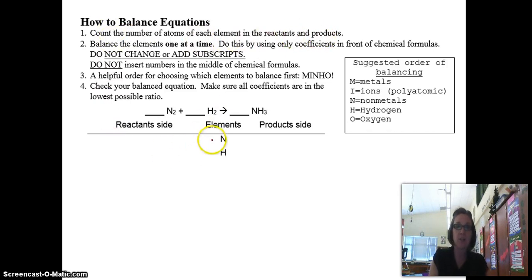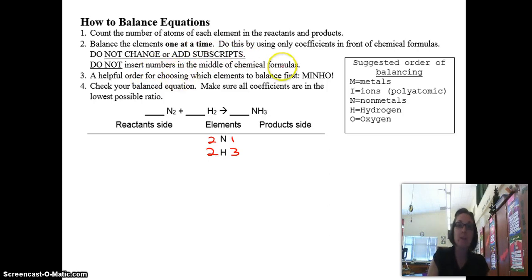Here's the same reaction. I'm going to write the 2 and the 2 and the 1 and the 3. Next, we want to balance just one element at a time. So we just pick one and say we're going to fix that. And the way we fix it is we're going to put coefficients in front of the chemical formula containing that element. We are not allowed to change subscripts, we're not allowed to add subscripts, and we're not allowed to put numbers like right smack in the middle of a chemical formula.